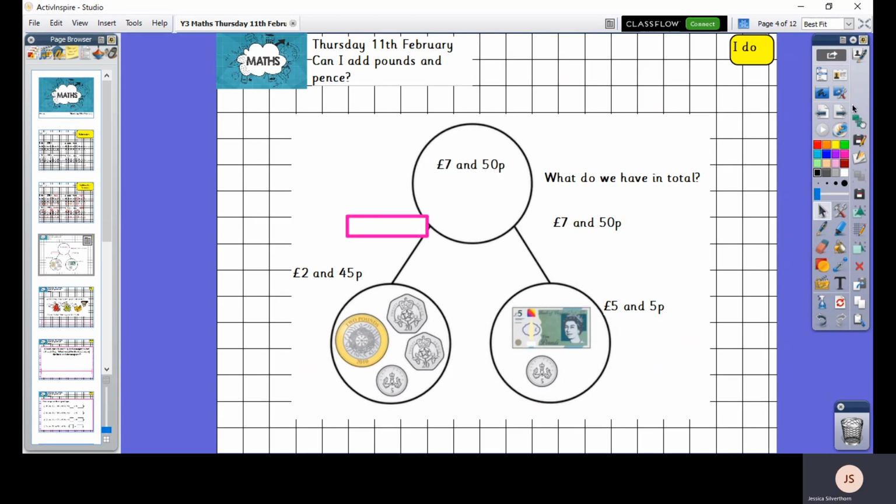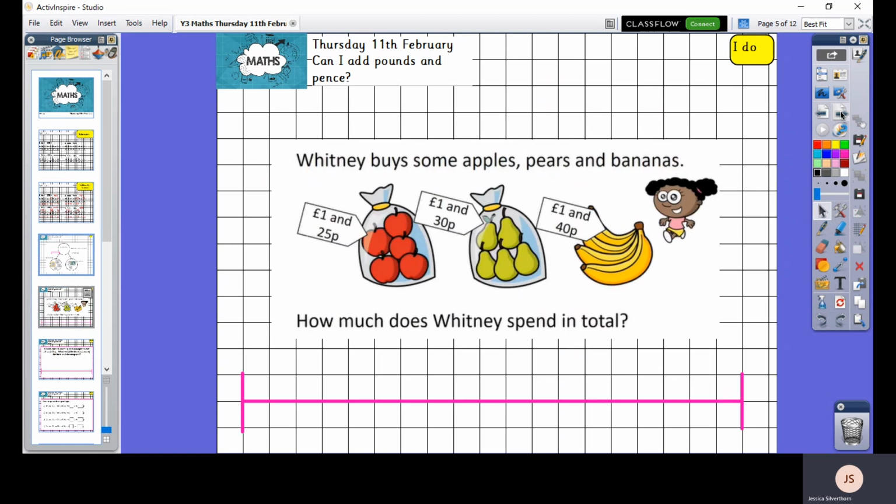Yes, we were. One of the things that we can do when we are calculating in pounds and pence is to separate them, because it makes it a lot easier than when we want to put them all together. So let's have a little look at what we've got here. Whitney buys some apples, pears and bananas. How much does Whitney spend in total?